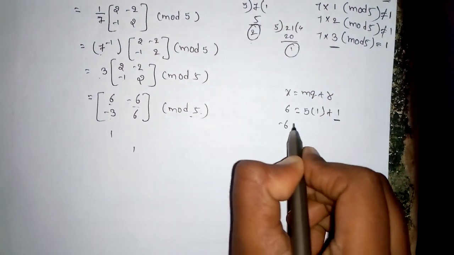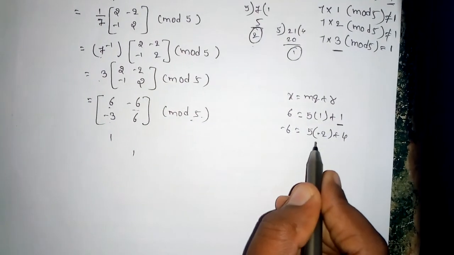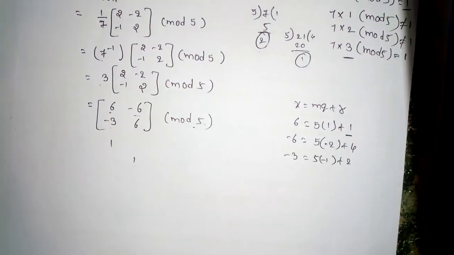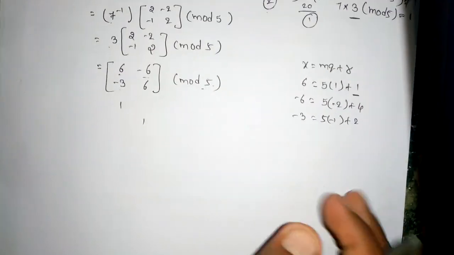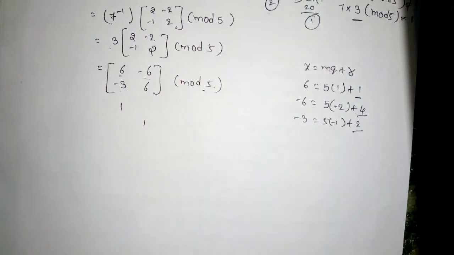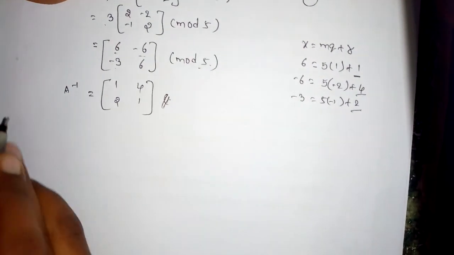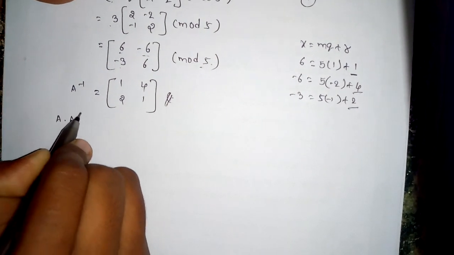Now for minus 6, that is 5 into minus 2 plus 4. See, this is minus 10 plus 4, which is minus 6. I already wrote it for minus 3 also. Then place these remainders in place of these. Okay, this is the inverse. This is A inverse. Now we have to check the inverse modulo formula, that is A into A inverse.